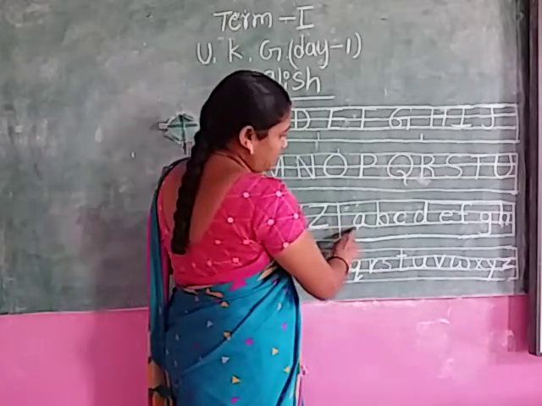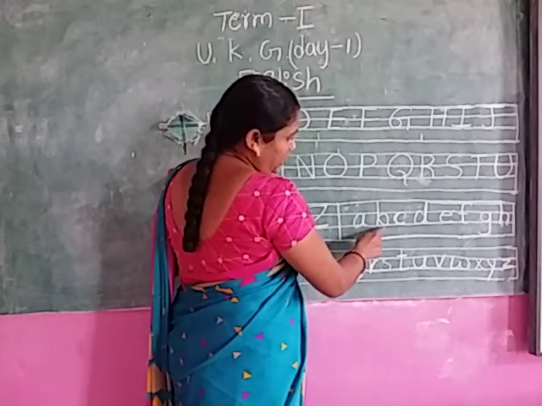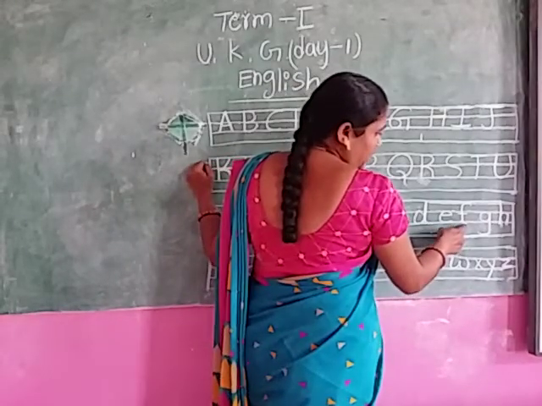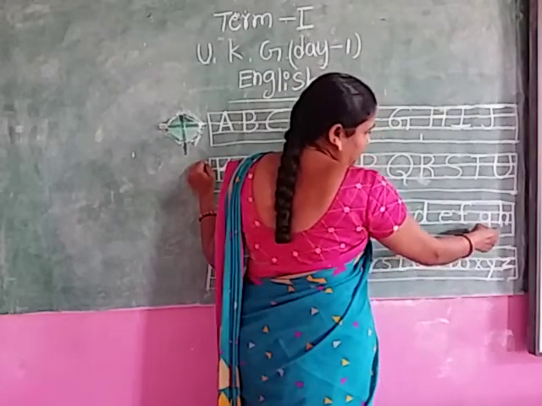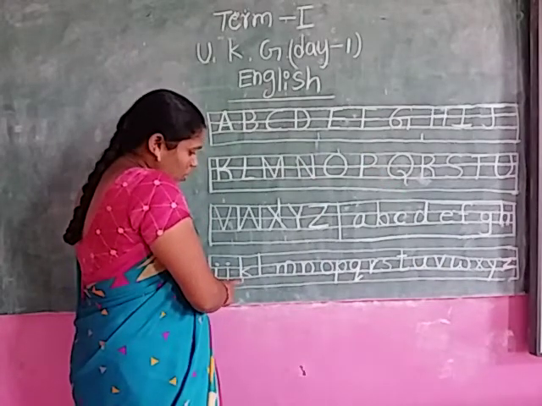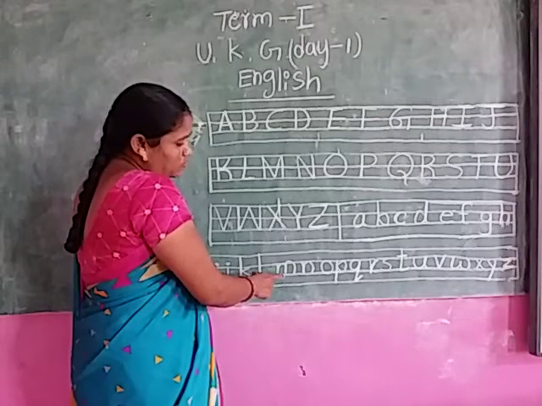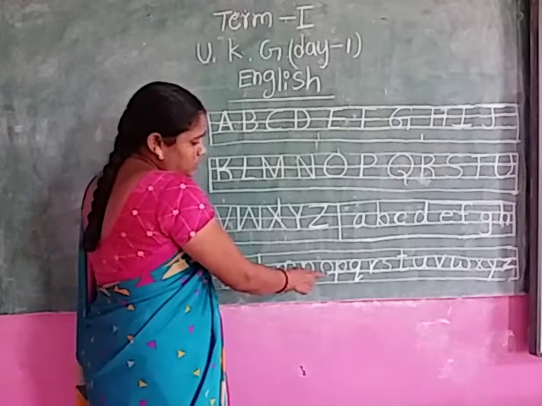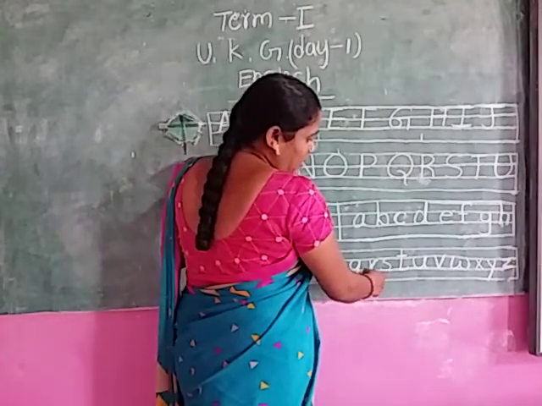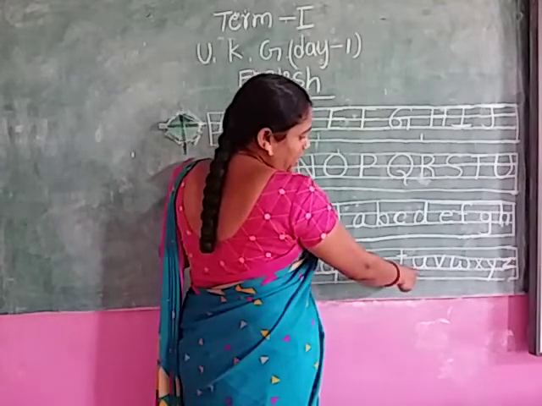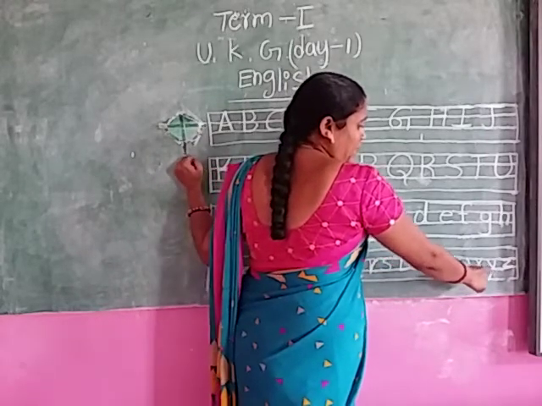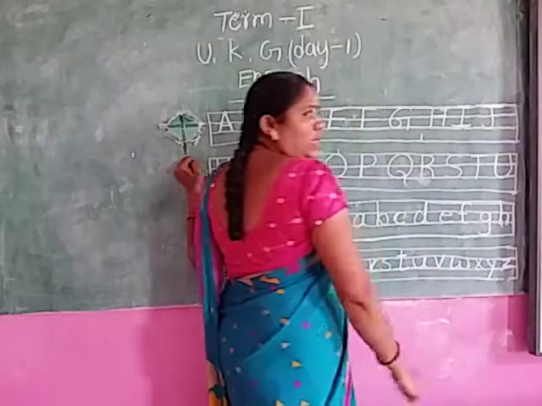Next, the small alphabets. Small letters. Small a, small b, small c, small d, small e, small f, small g, small h, small i, small j, small k, small l, small m, small n, small o, small p, small q, small r, small s, small t, small u, small v, small w, small x, small y, small z.